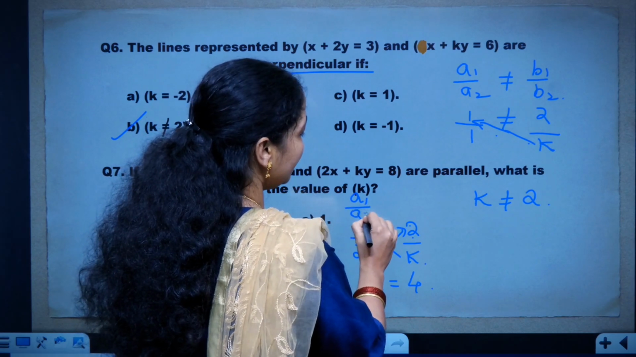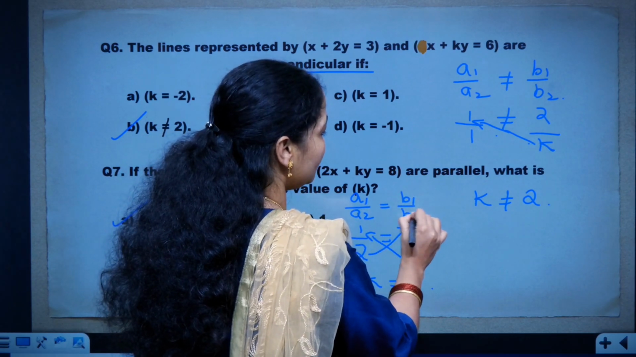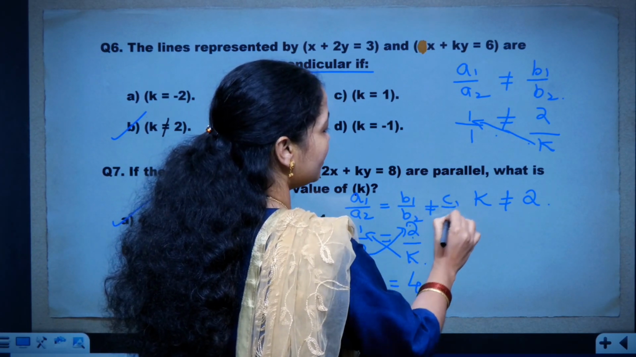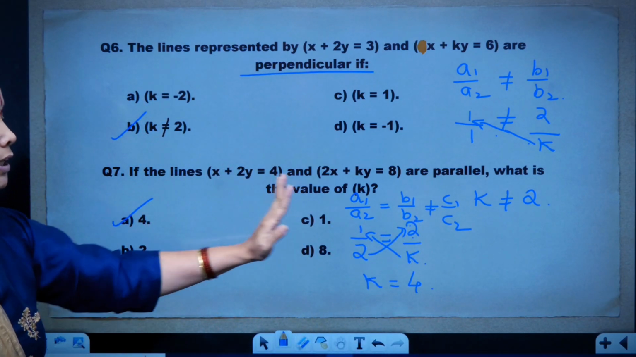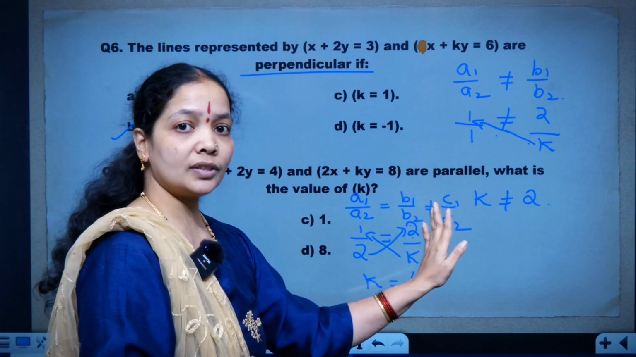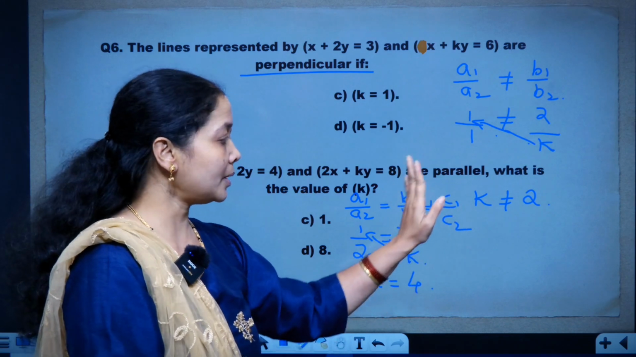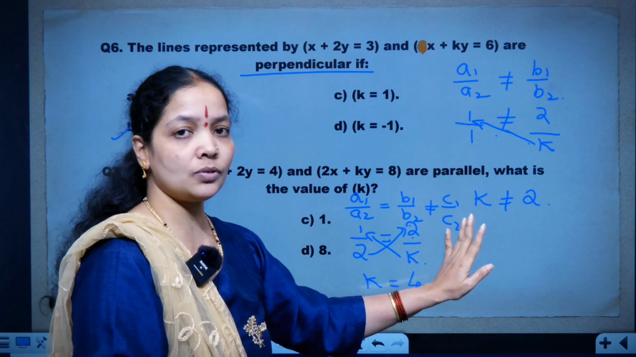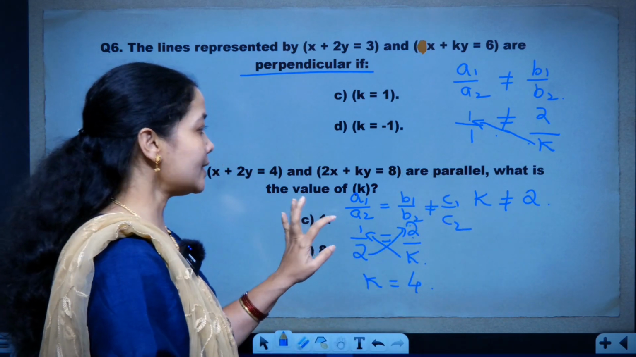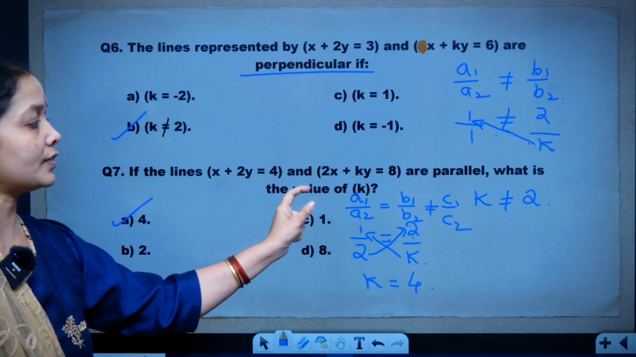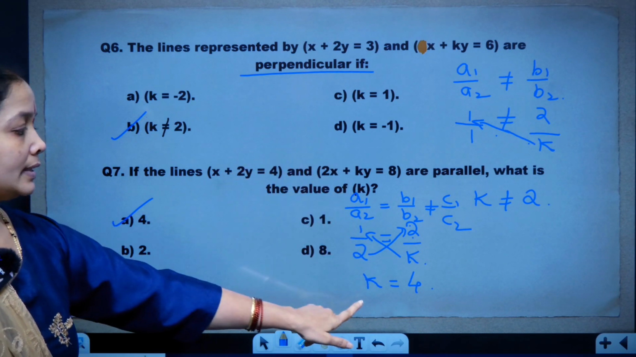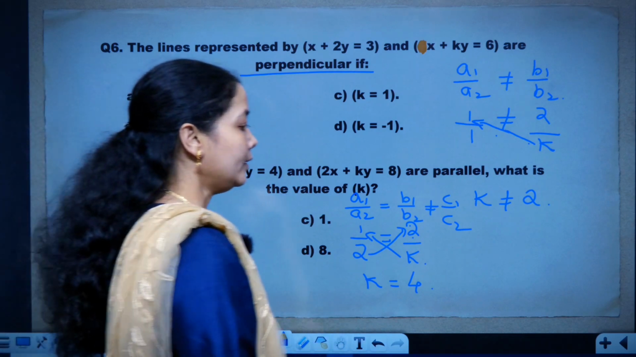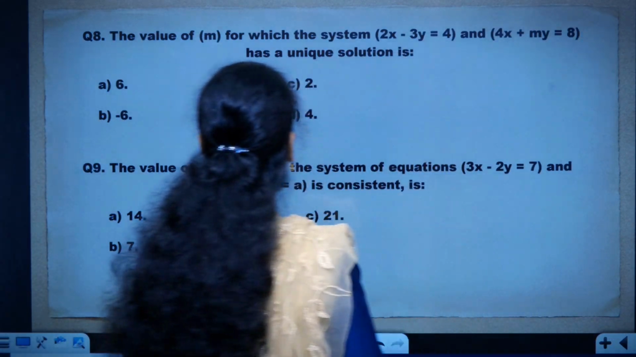I'll write the norms also. a1 by a2 is equal to b1 by b2 but not equal to c1 by c2. If they have given two values with respect to equality and inequality, I'll even go for the second bracketed term, that is b1 by b2 not equal to c1 by c2, and find the value of k. But here, since they are asking at what value of k they will be parallel, that is at 4. Okay, moving to the next question here.